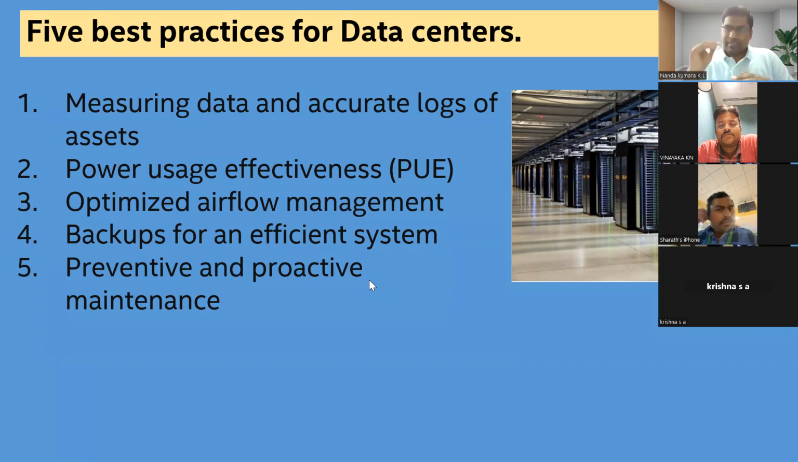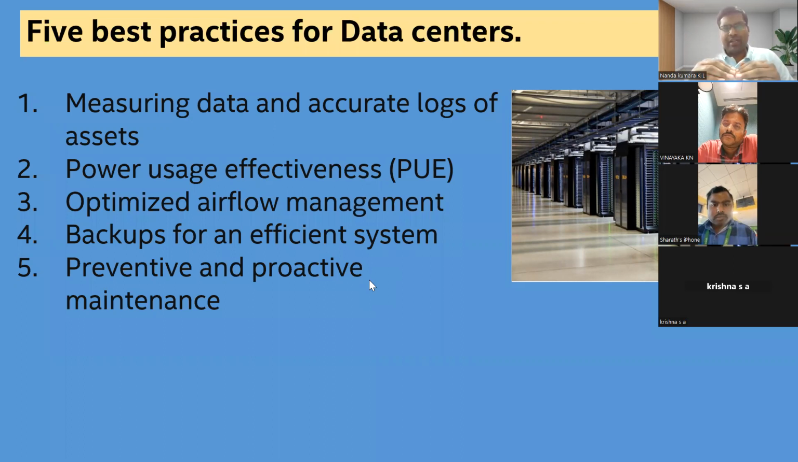If the PUE level is 1.5 to 1.6, that will be a good or average data center. A PUE level of 1.65 to 1.8 will be called an average data center. Anything above 2 is an ineffective data center. Generally in India, our data centers come in at 1.55 to 1.65.